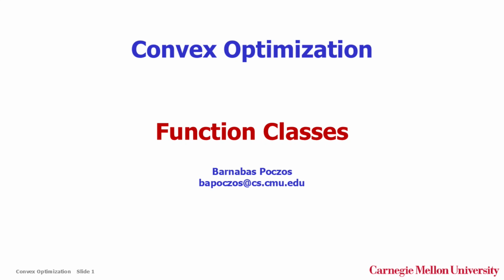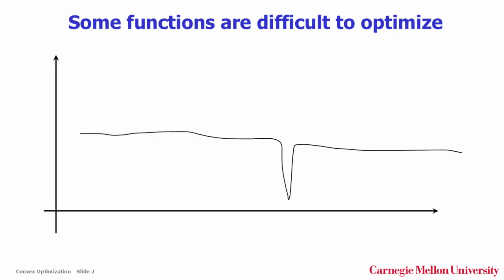Hi everyone. Our goal in this class is to find the best optimization methods that can optimize complicated functions as quickly as possible. You can see that depending on what kind of assumptions we make about the functions, we might need different algorithms. Some functions are easy to optimize and some functions are difficult to optimize.